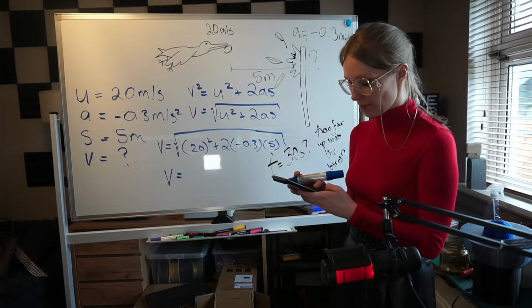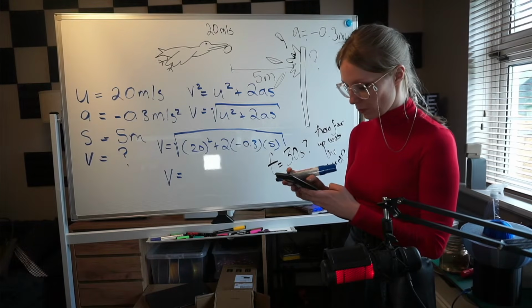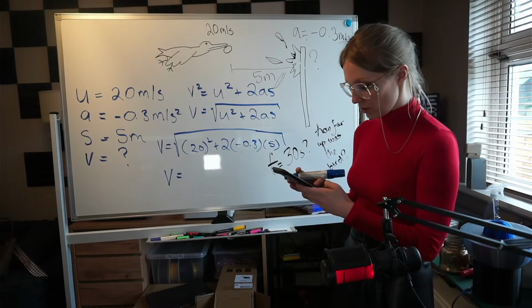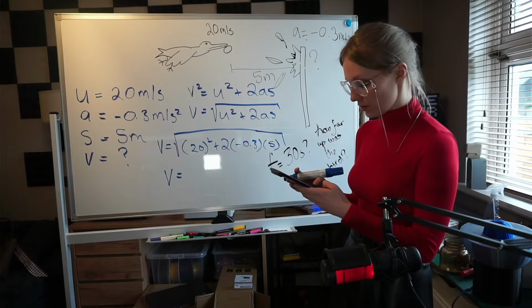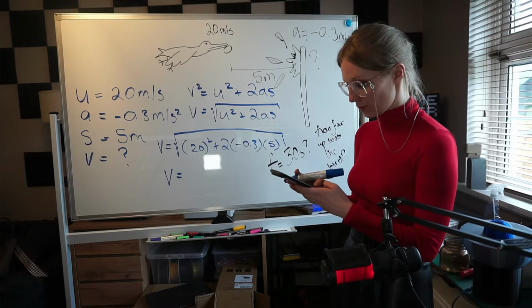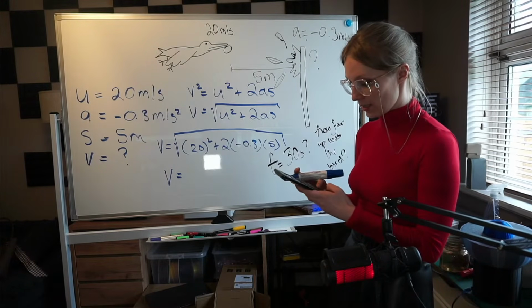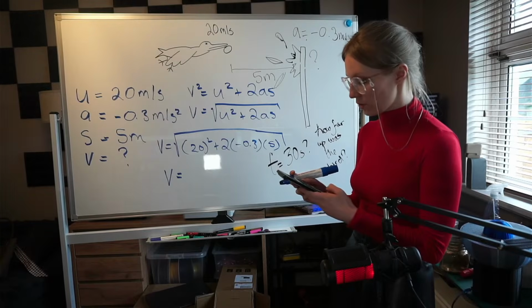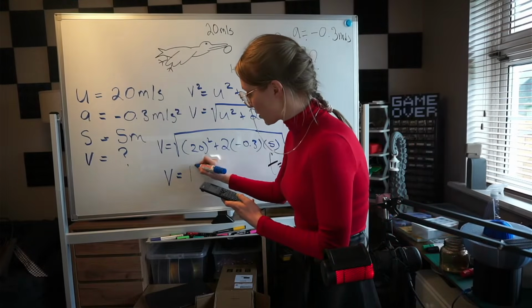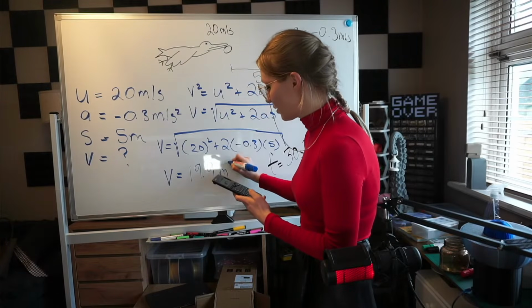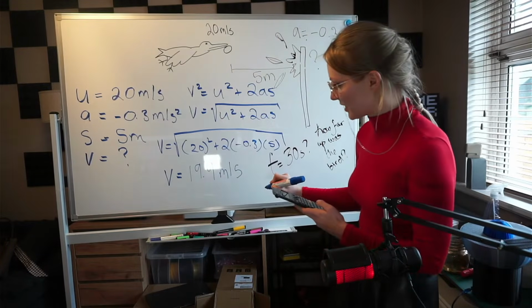Square root, I'm going to put everything in brackets because I clearly made a mistake before. 20 squared minus 2 times 0.3, multiply by 5, close brackets, everything under the square root. The speed of the bird was 19.9 meters per second.